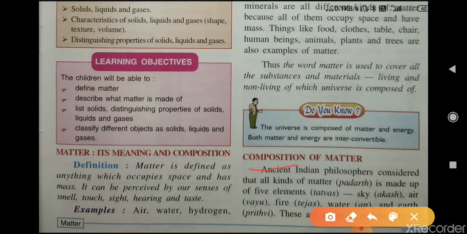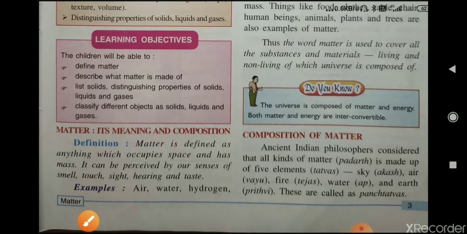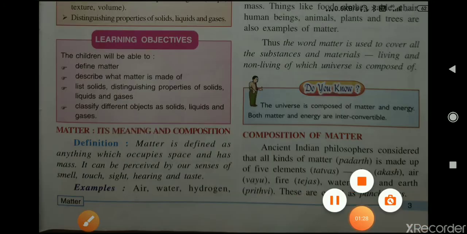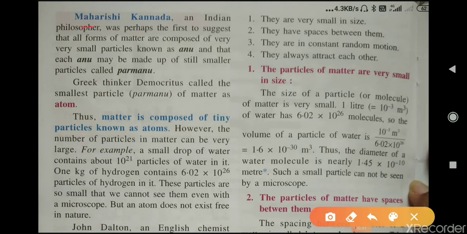Ancient Indian philosophers considered that all kinds of matter are made up of 5 elements that are known as Panch Tattva, that is sky, air, fire, water and earth. But later, Maharishi Kannad, an Indian philosopher, was perhaps the first to suggest that all forms of matter are composed of very small particles that are known as anus, and that each anu is made up of still smaller particles known as parmanu. Greek thinker Democritus called the simplest particle parmanu as atom.